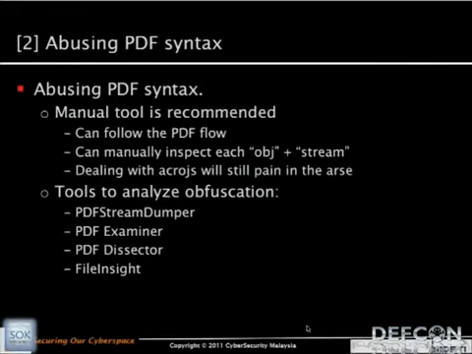And it seems very difficult to automate this analysis, so manual tools are recommended. With manual tools, you don't really parse the whole thing. You just grab any object and display it, so you can manually trace the components that belong to the object. For example, you can follow the PDF flow. You can manually inspect each object or each stream, so you know where it should end. And dealing with AcroJS is still a pain, I think. A couple of tools that you can play around with: PDF Stream Dumper, PDF Examiner, PDF Dissector, and File Insight.